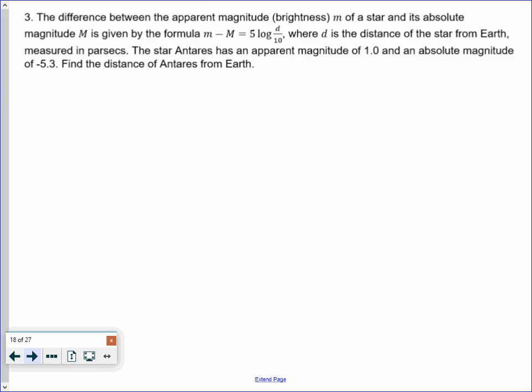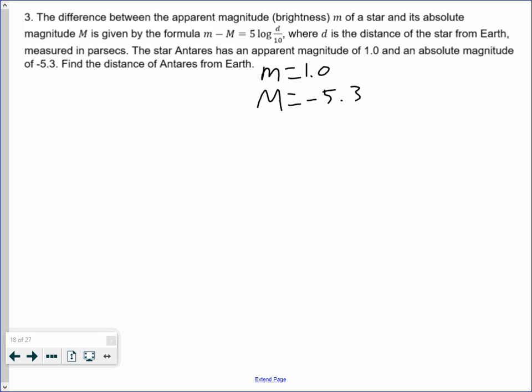So let's go on to number 3. On number 3, we're told the difference between the apparent magnitude or brightness little m of a star and its absolute magnitude big M is given by the formula little m minus big M equals 5 log of D/10, where D is the distance of the star from Earth, measured in parsecs. The star Antares has an apparent magnitude of 1.0, so little m equals 1.0, and an absolute magnitude of negative 5.3. So big M is negative 5.3. And we want to find the distance, or D, of Antares from Earth.